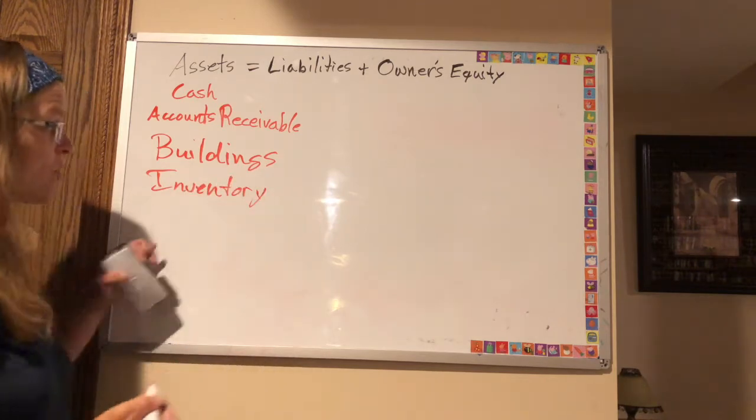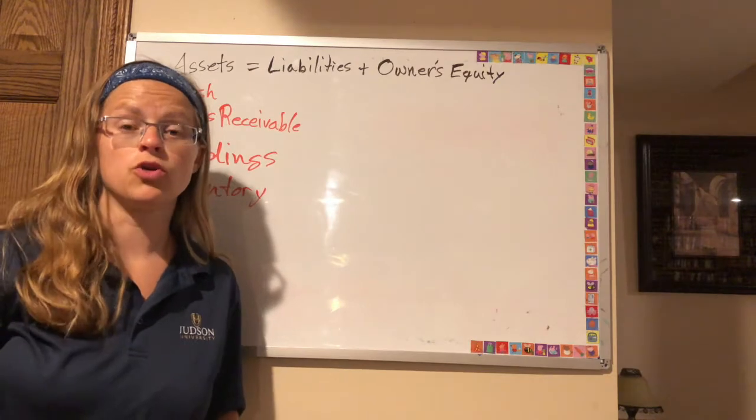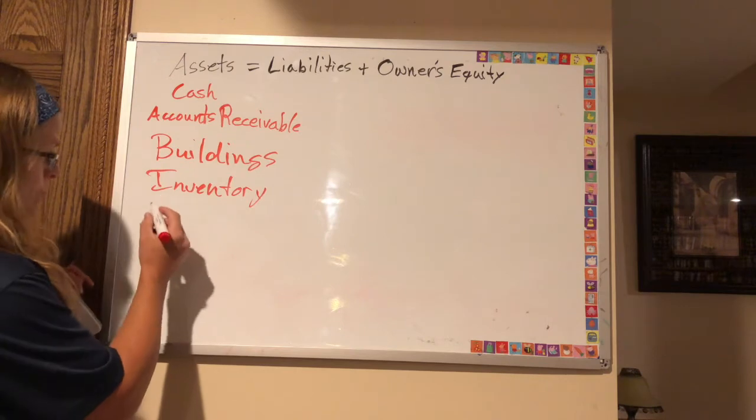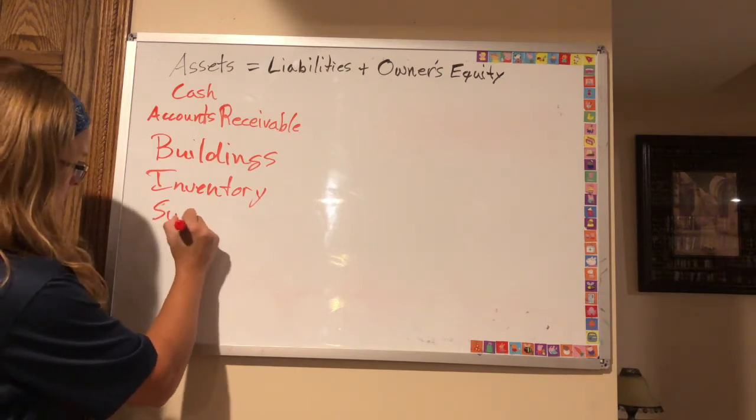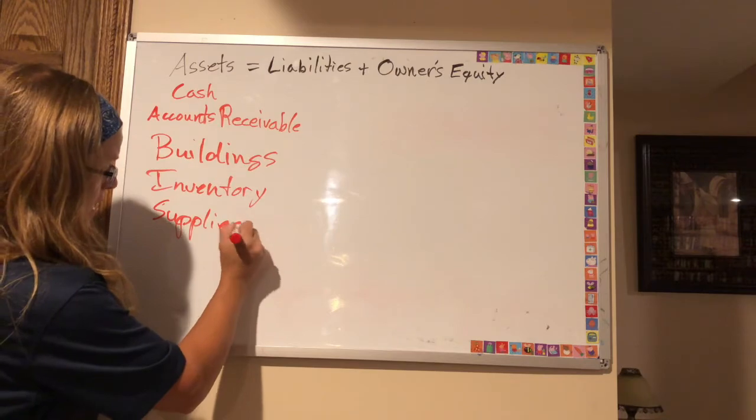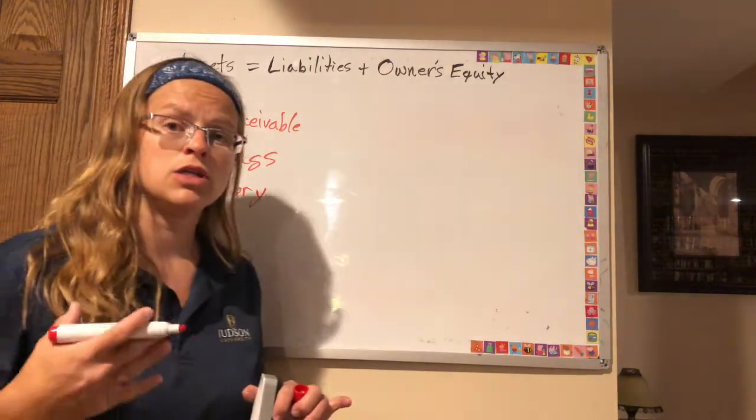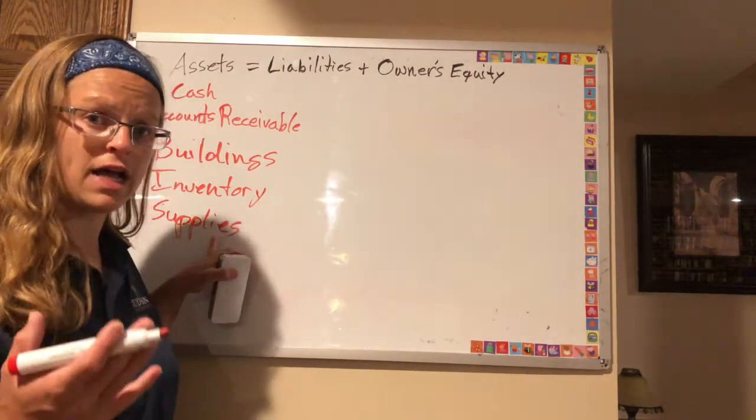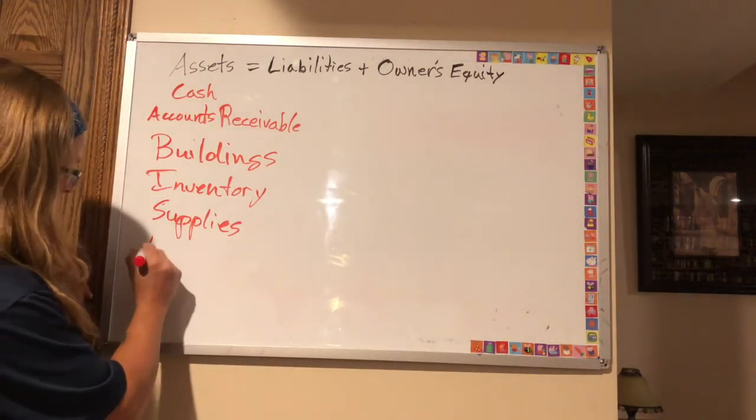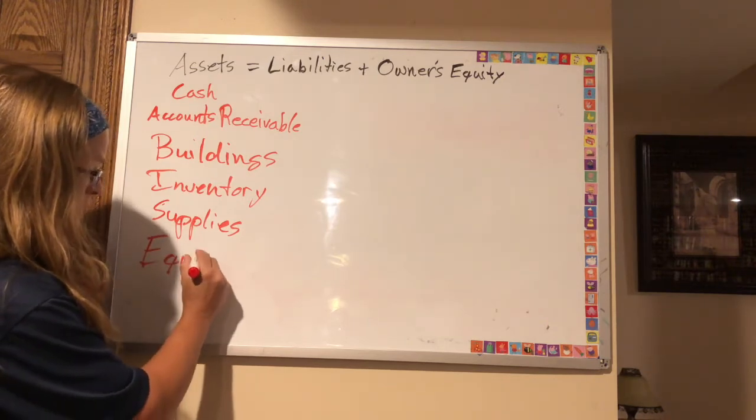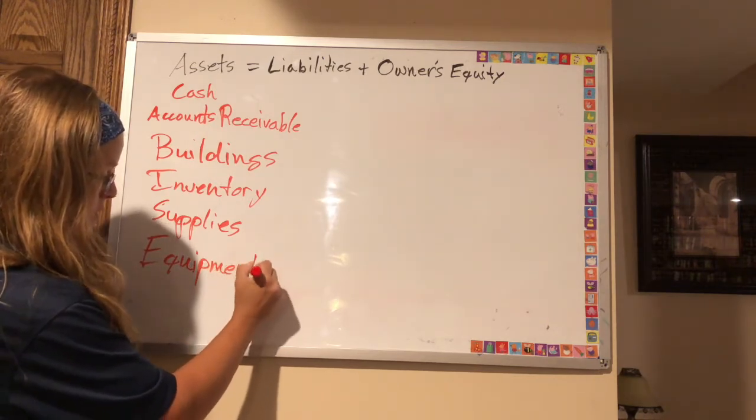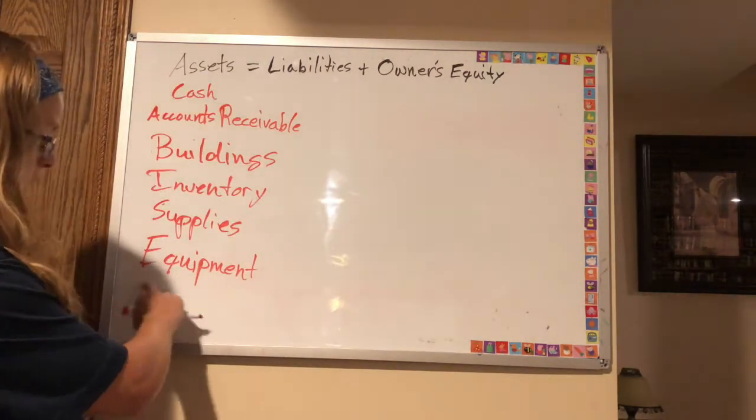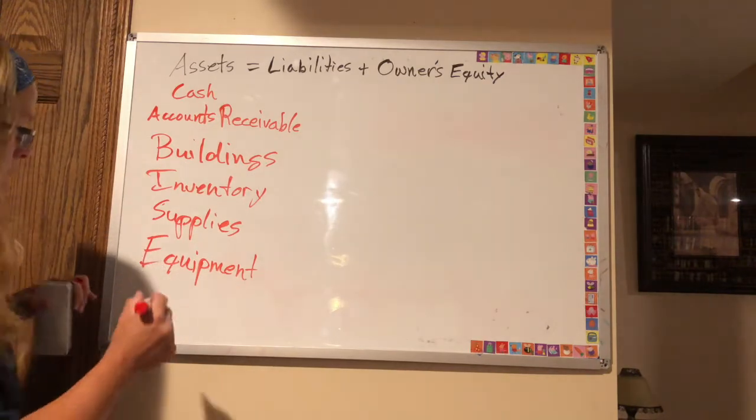So inventory is anything that you want to sell to earn revenue, right? Inventory is an asset account. Supplies: anything that is of value that you use to earn that revenue. So your supplies are an asset account. Equipment: any equipment you use that can be sold for money that you use to run your business is an asset account. All right, equipment. Land.